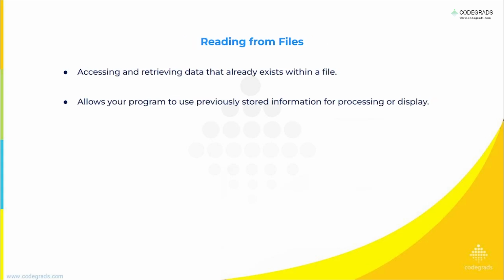Now reading from a file means accessing and retrieving data that already exists within a file, and it allows your program to use previously stored information for processing or display. So if you want to read from a file, we generally use the r mode. Suppose I want to read a particular file, I'll mention file equal to open, and I'll mention the file name, and comma I will give the r mode, which is the read mode, and I'll mention file.read, and in this way I can read from any text file.